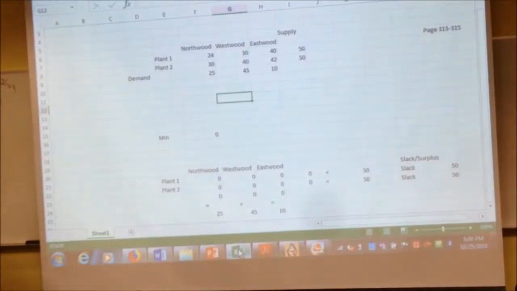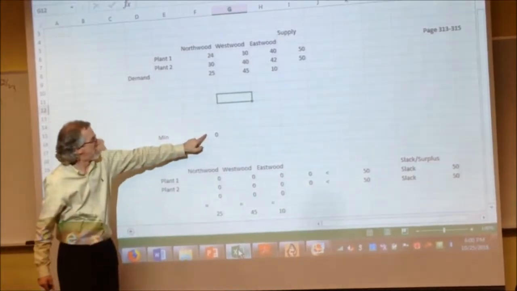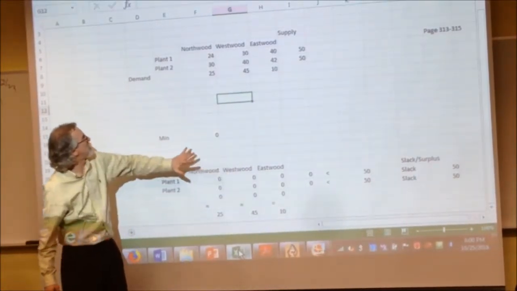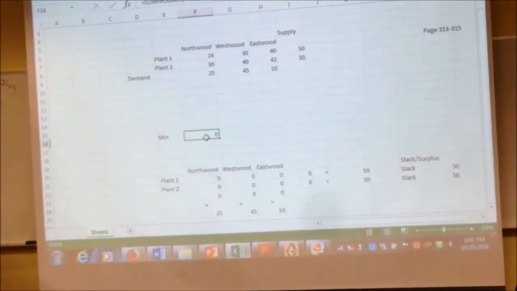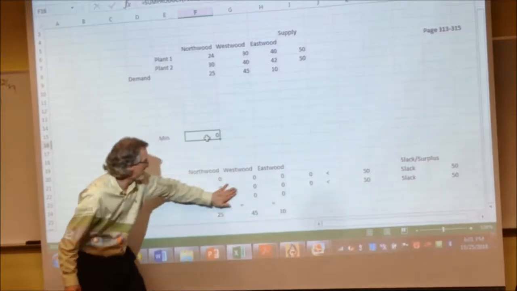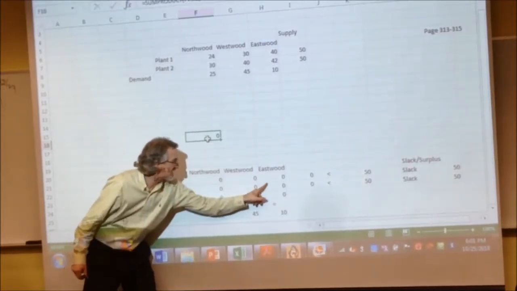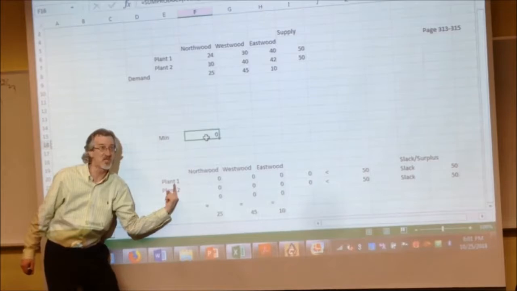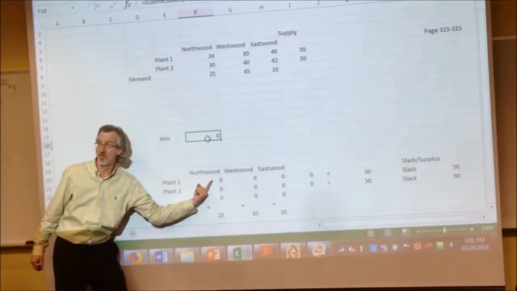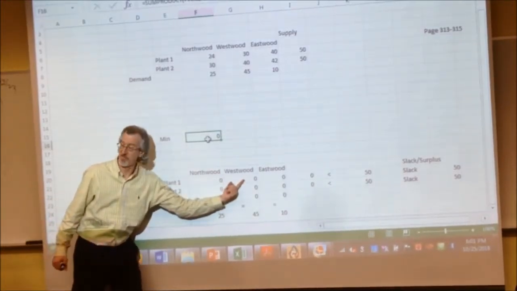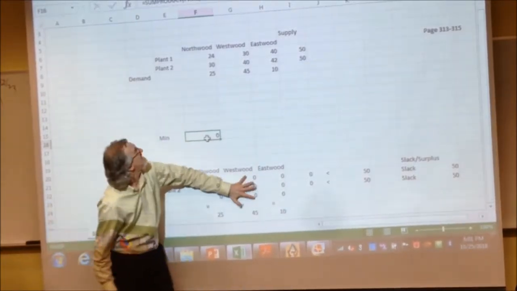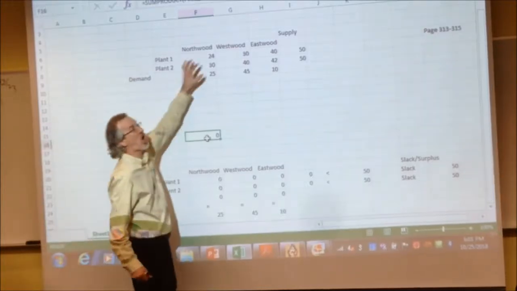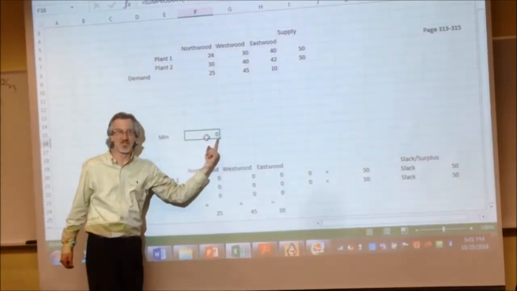When you're using Excel to solve this, this is how you set it up at the top. Your objective function right here is going to be the optimal solution. Let me get here for you so you see what I'm saying. The optimal solution is going to be in these cells down here. These 6 cells are going to tell you exactly how many tons we need to ship from plant 1 to Northwood, from plant 1 to Westwood, and so on and so on. And the objective function is taking these numbers times those costs to minimize this total cost.